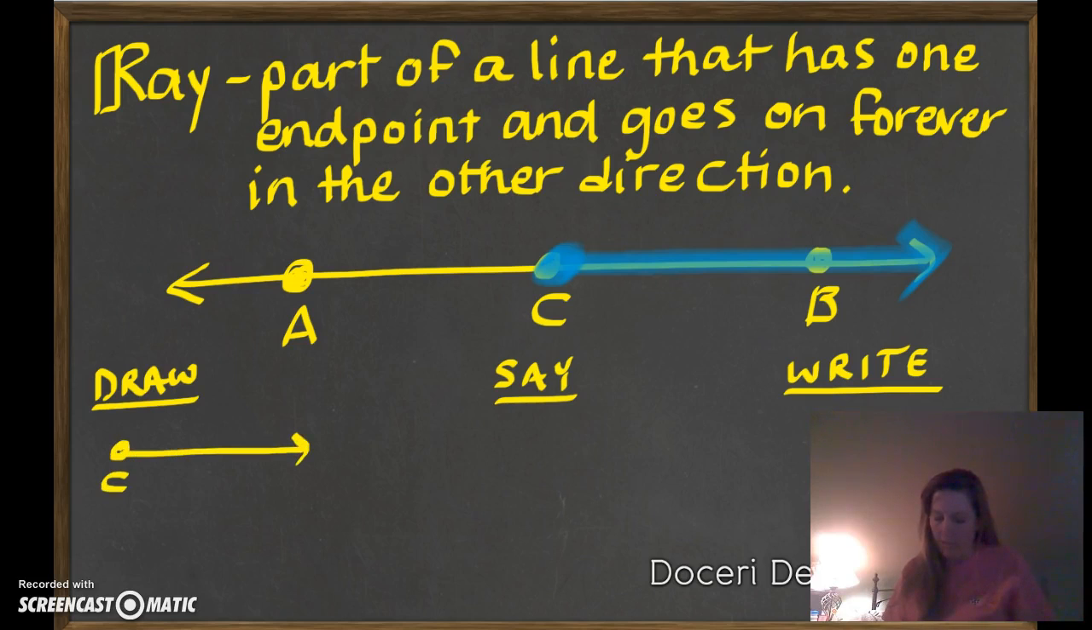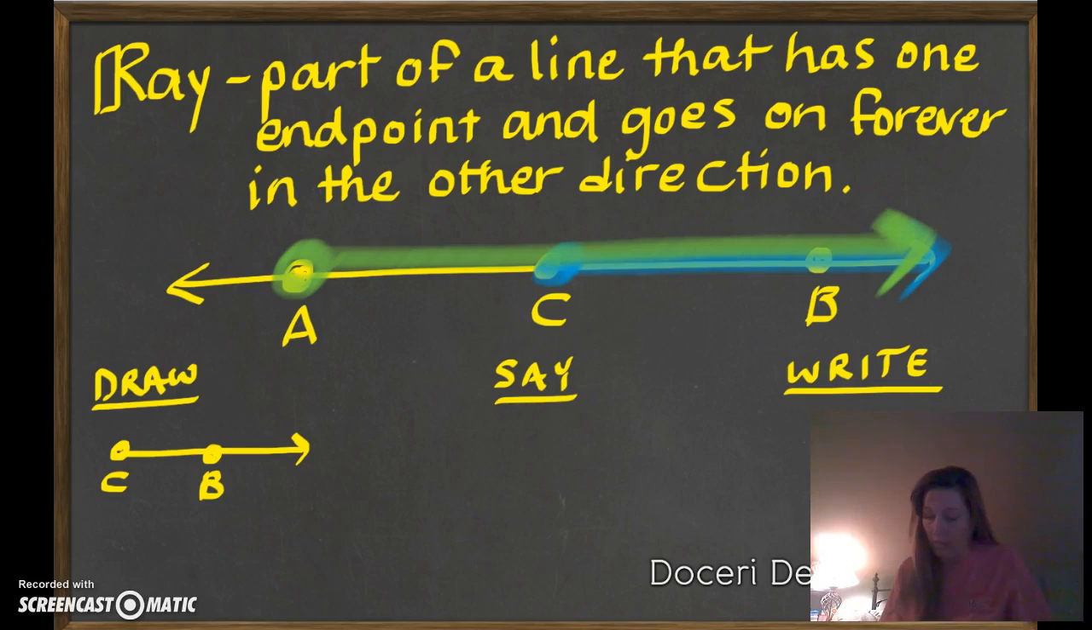We would show C's here, B's here, and the arrow in the direction that it's going. Another ray that we could see on our model could be a ray that starts at A and goes on forever in the direction of either C or B. And we would draw that ray the same way, except our endpoint now would be A and it's going towards B.